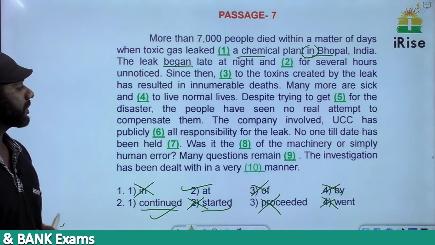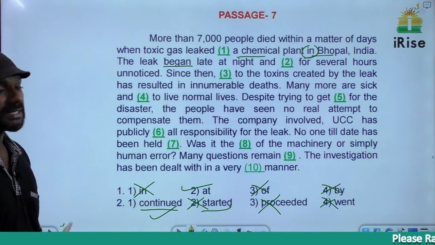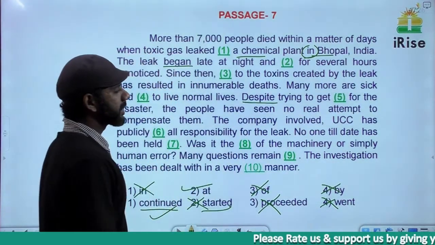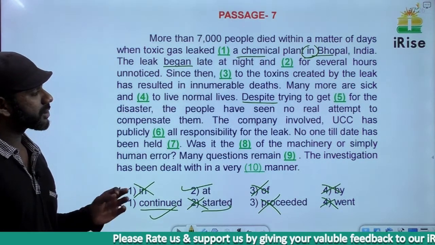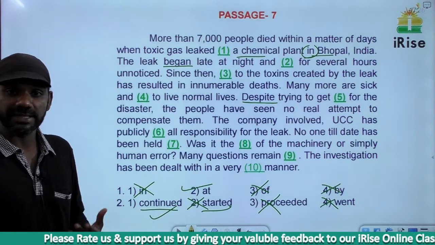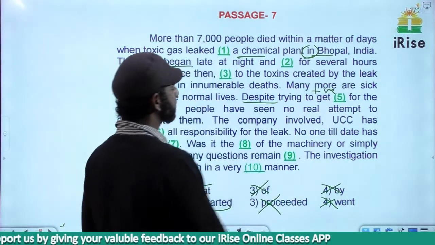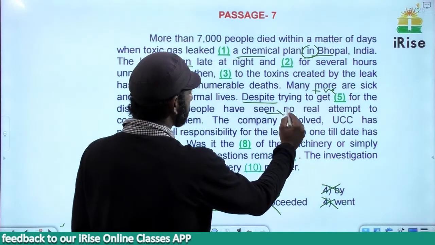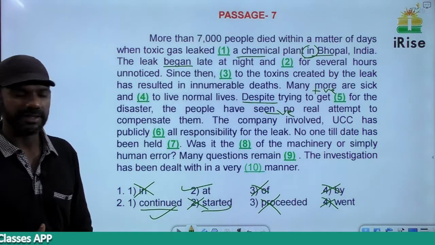Come to the sentence. Despite trying to get compensation for the disaster, the people have seen no real attempt to compensate them. Despite is a contrast indicator. It must always connect one positive idea and one negative idea. The first idea here is trying to get compensation for the disaster, positive. The second idea here is the people have seen no real attempt to compensate them, negative. So the concept of contrast is completely fine, connecting a positive idea and a negative idea.